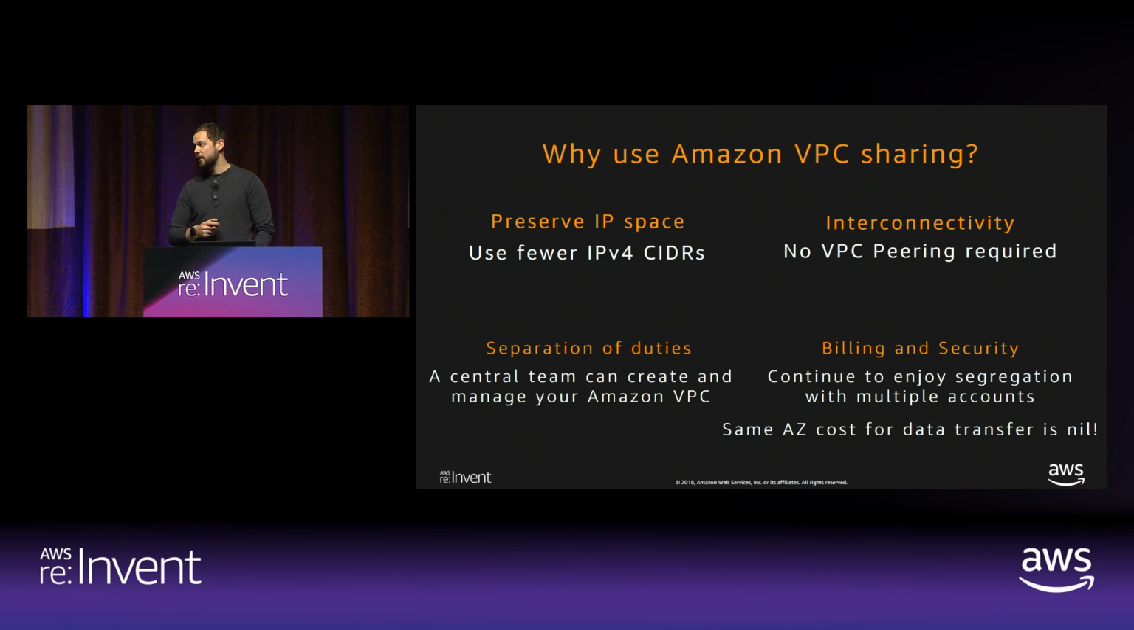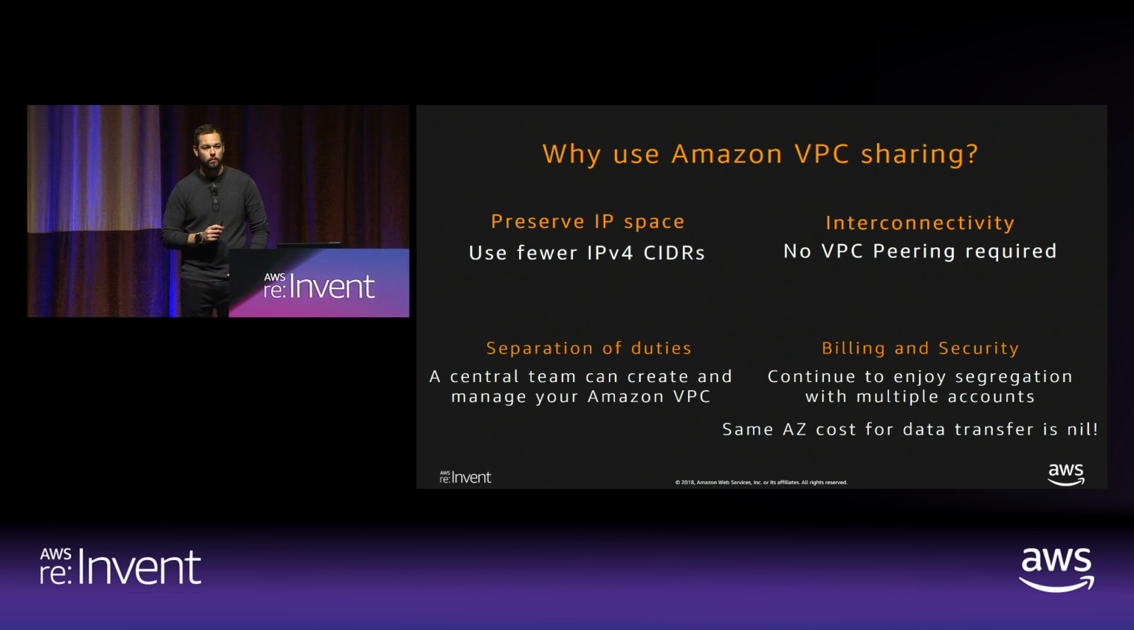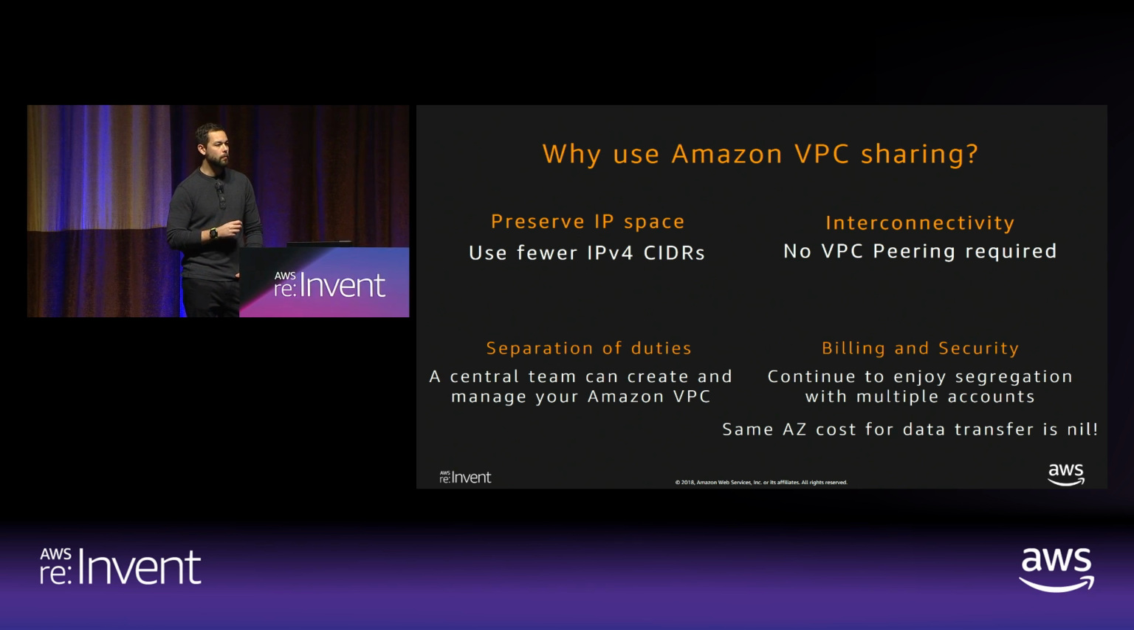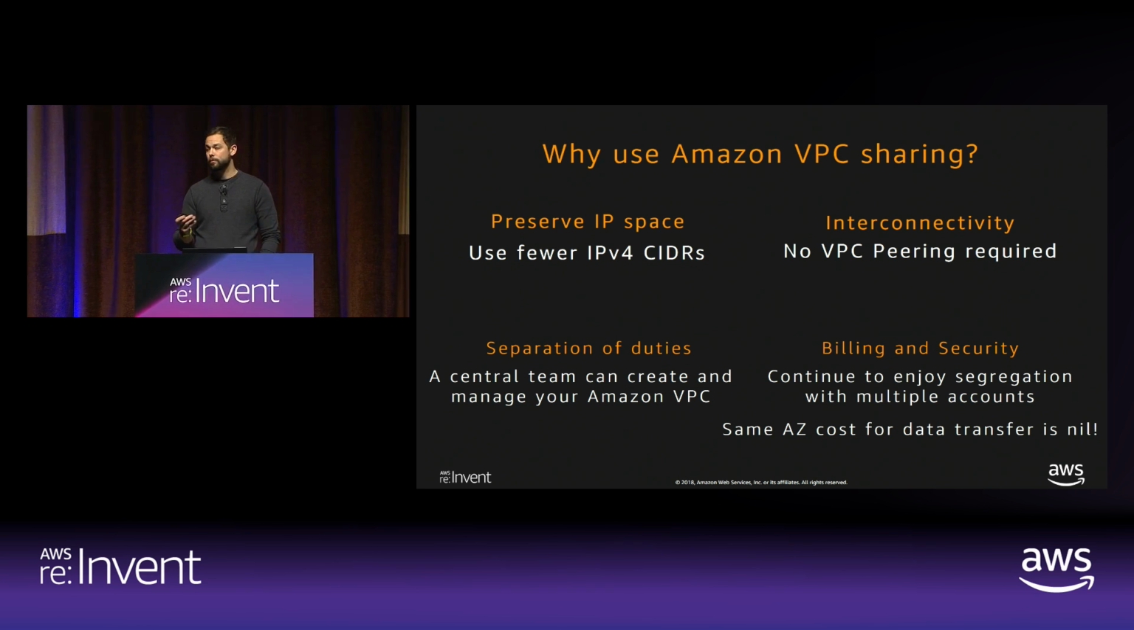Now here's a good one I added in. Same AZ cost for data transfer is nil. So with peering, if you're in the same availability zone, you've got to pay for peering. With VPC sharing, you don't. That's pretty huge.